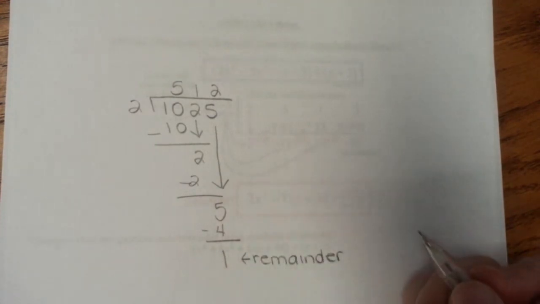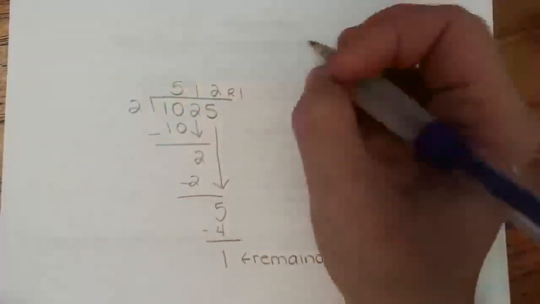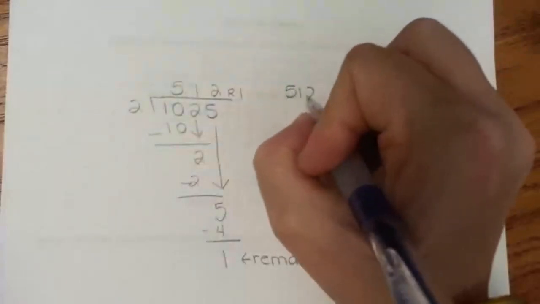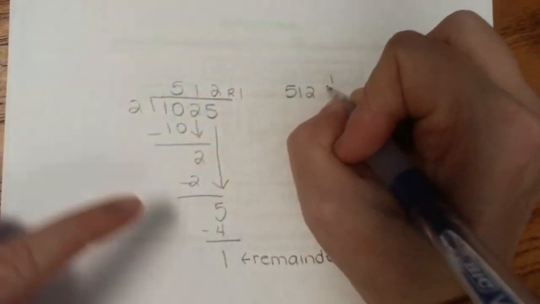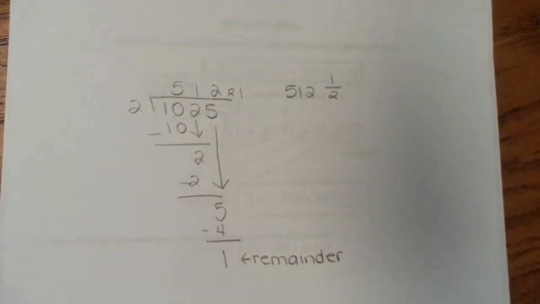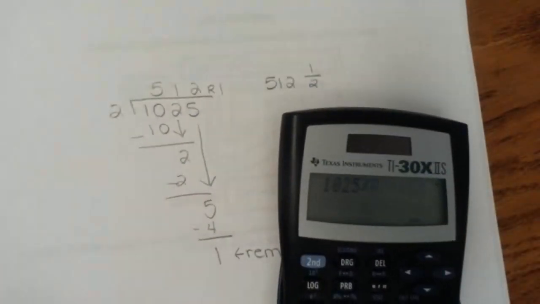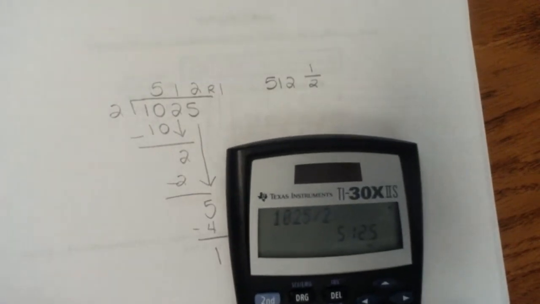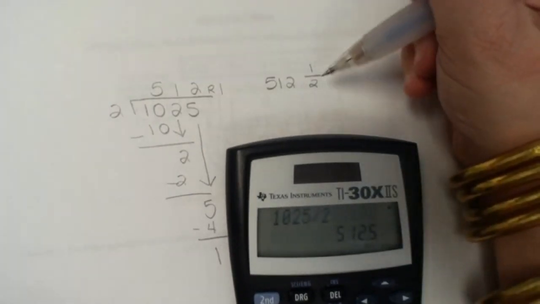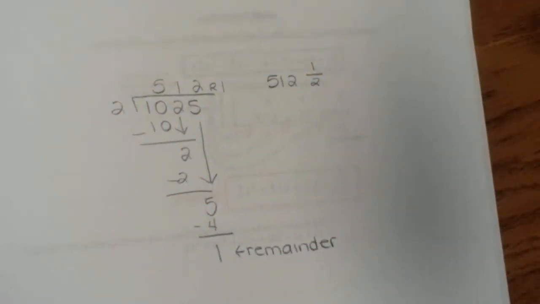And I see a lot of people write remainders as like this little r, like remainder 1. Or the more correct version would be 512 and then your remainder, which is 1, over your divisor. So 1 over 2. So if you were to divide this into your calculator, 1025 divided by 2, that would give you that 512, and that 0.5 is your remainder, which is your 1/2. 1/2 is 0.5. So that is our old school long division.